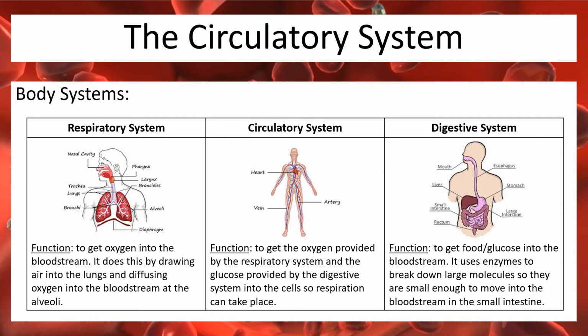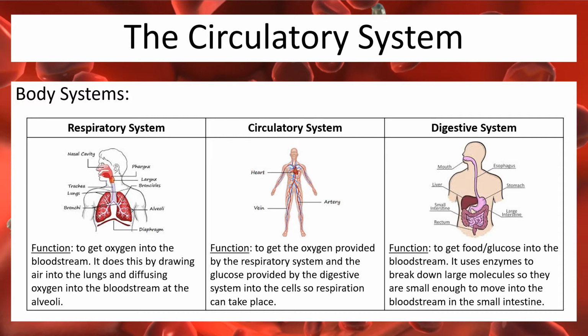So on the left hand side, in the respiratory system, I'm getting oxygen into the blood, and on the right hand side, in the digestive system, I'm getting glucose into the blood. So the whole point of the circulatory system, once these things have been deposited there, is to get the glucose and the oxygen round to the cells so that respiration can take place.